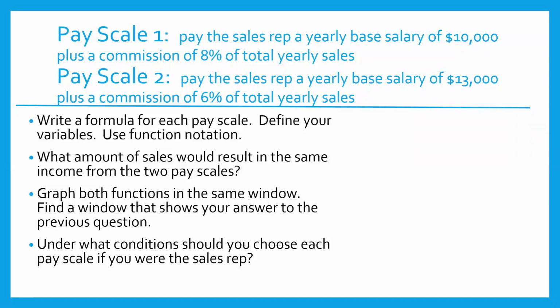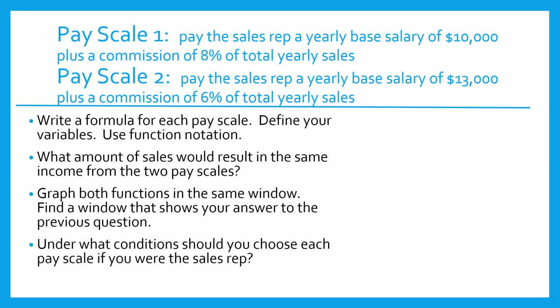Hello, welcome to a video where we take a look at writing an equation and then solving a scenario with it. So we have two different pay scales for a sales rep. The first one, pay scale 1, says they get a base salary of $10,000 plus commission of 8% of their yearly sales. The second pay scale says that we have a base salary of $13,000 and a 6% commission of their sales.